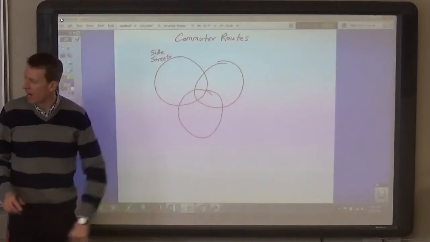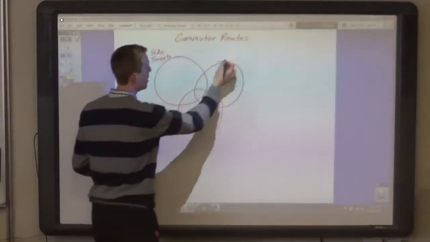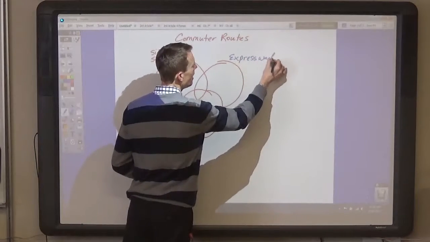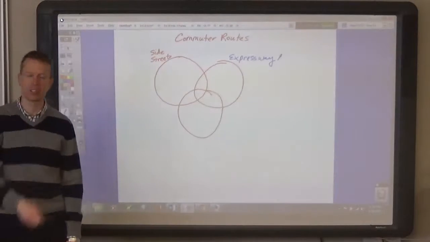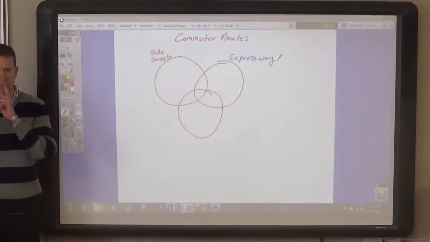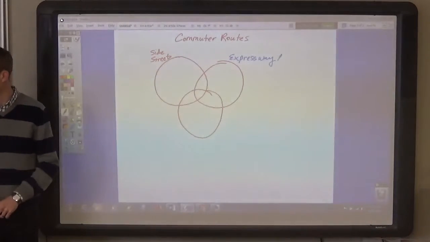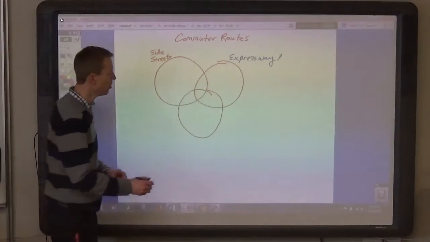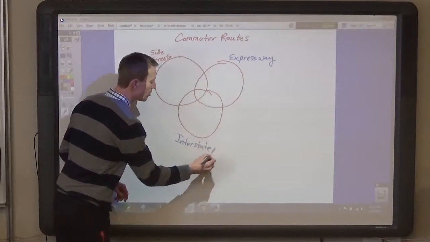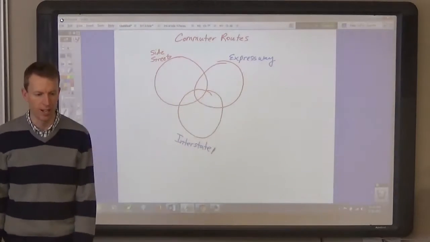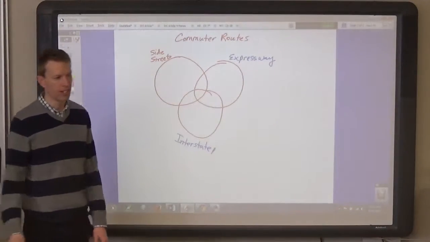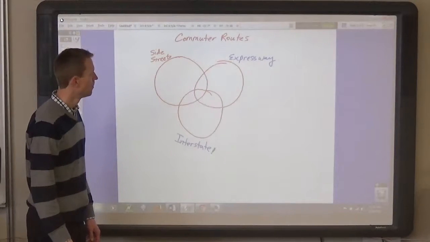Okay, commuter routes. Some use just side streets. Some use the expressway. You know what an expressway is? It's kind of like a highway. Like Highway 100 is an expressway. Or Highway 169. Andrew, raise your hand, wait for permission to speak. And then some use the interstate. An interstate is kind of like an expressway. An interstate is like Interstate 35 or Interstate 94. Okay?